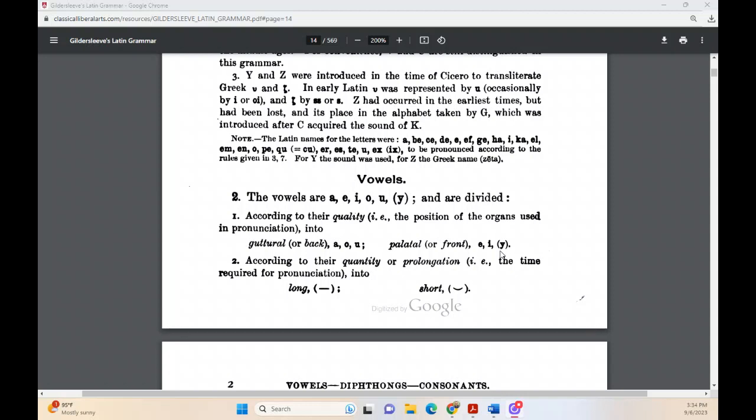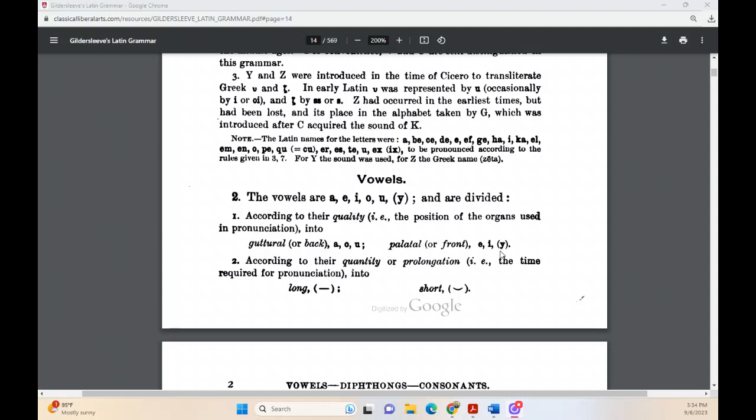Oo, oo, oo. Now, that's why this letter is also called E Graika. E Graika means the Greek E, because it's like an E, but we round the lips. U, U, U. And again, you can feel that sound is made in the front of the mouth, on the palate. It's a palatal sound.